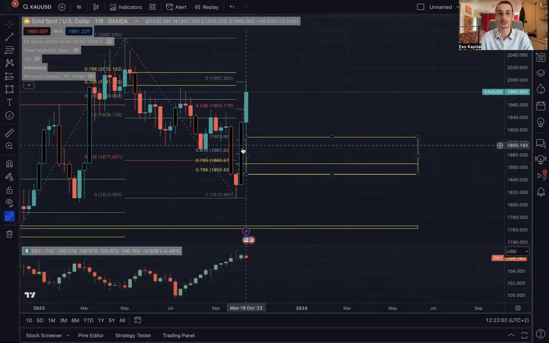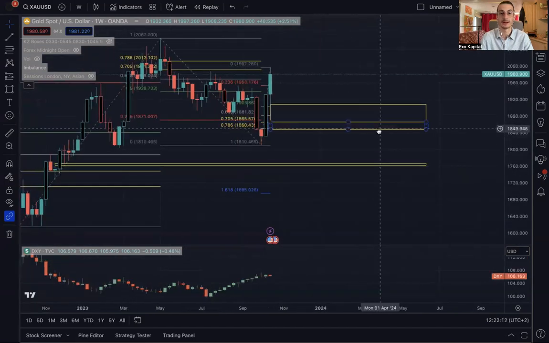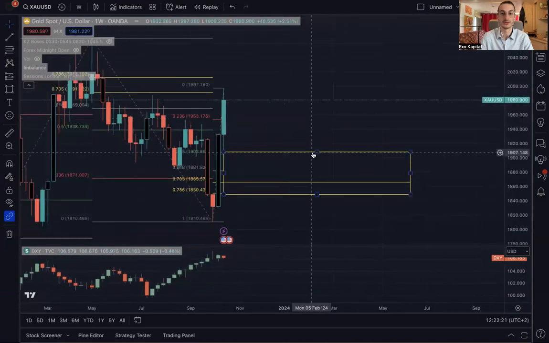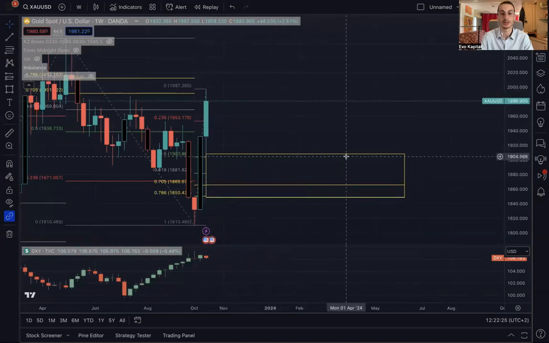We created a huge imbalance here on the weekly level, and you can see our 79% retracement will lead us to that level, which is kind of the same as that 50%. But we already tested it, so we might come back only to the 50% of that last uptrend. That would lead us to the top of that zone, to 1900 basically.